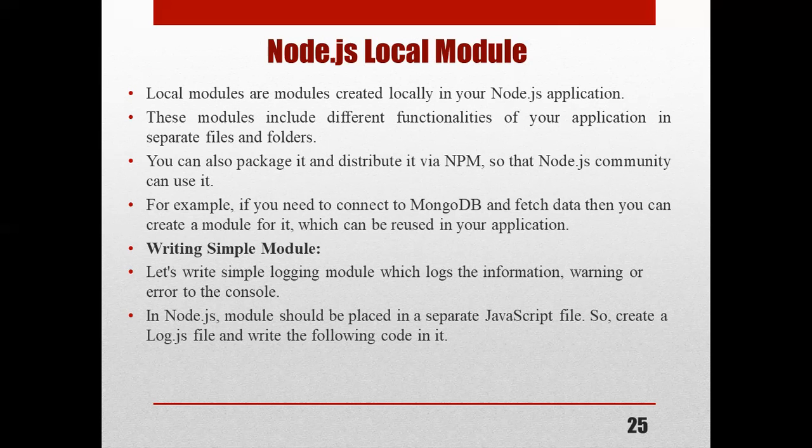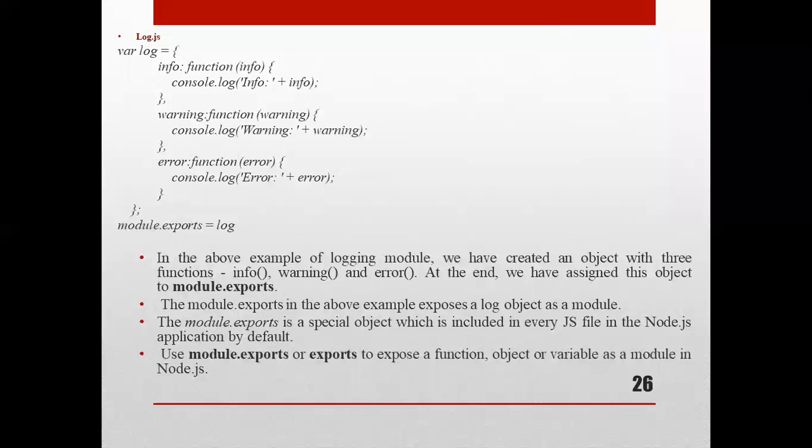So how to write that module? Here there is one example. First, we have to write a simple logging module which logs information, warning, or error to the console. In Node.js, a module should be placed in a separate JavaScript file. Always remember that a module should be placed in a separate JavaScript file. So create a log.js file and write the following code into it. Here you can see the example. First, we are going to keep this in a separate JavaScript file, that is log.js.